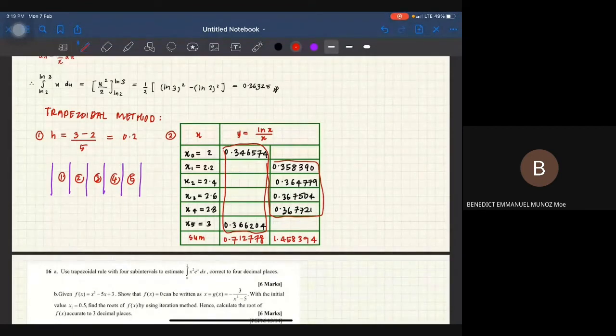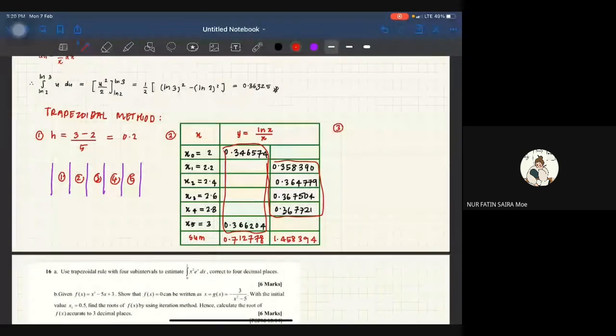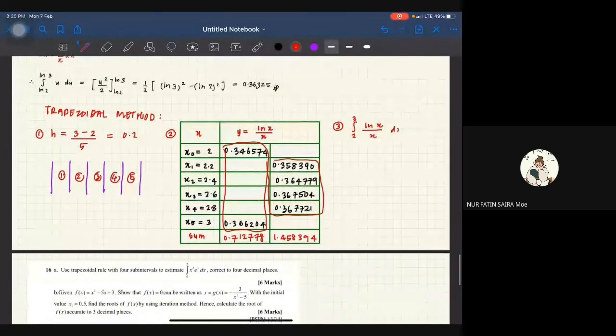Okay, so Fatin masih angkat tangan. Ada soalan ke? Tak ada. Tiada miss, sorry. Okay, tak apa. Alright, so lastly, our conclusion. Okay, so sebenarnya kita nak cari apa? So kita nak cari integral from 2 until 3 of ln x over x dx.